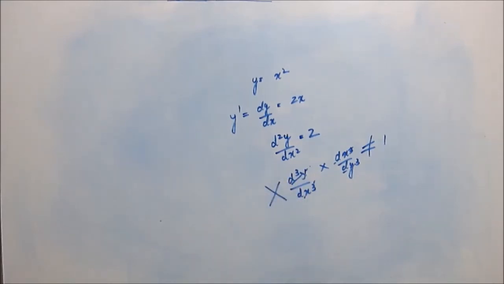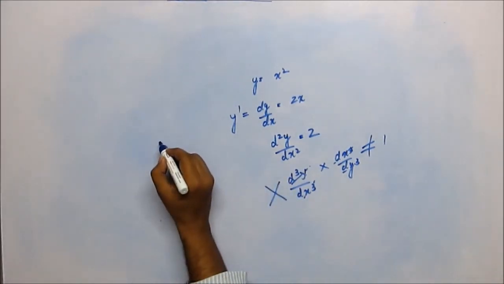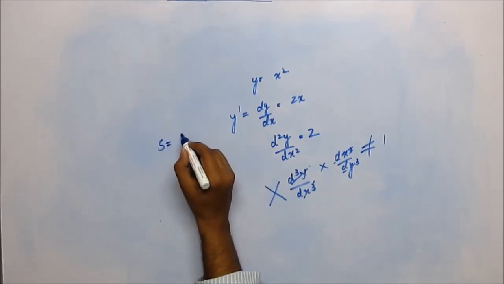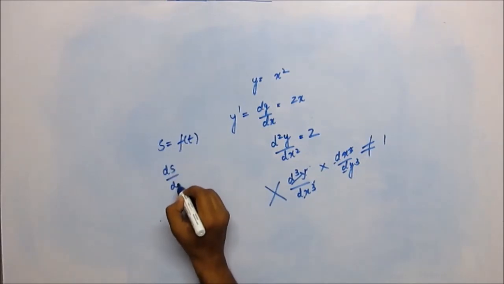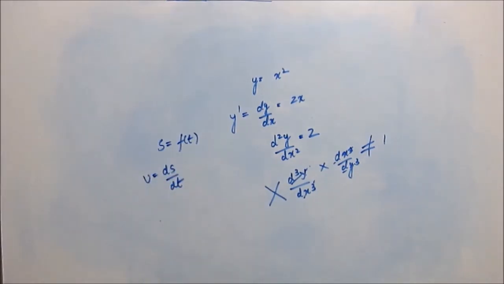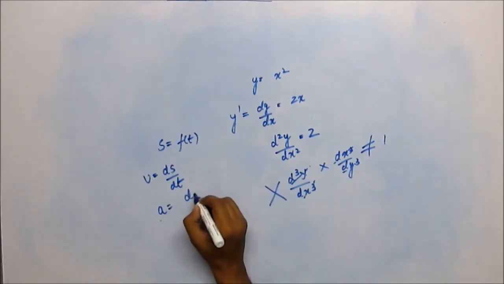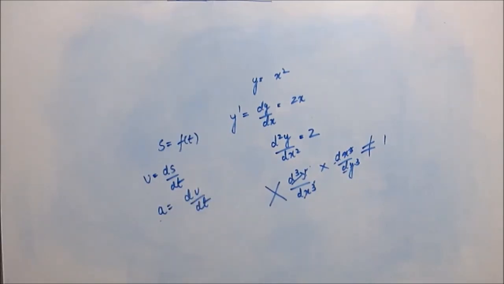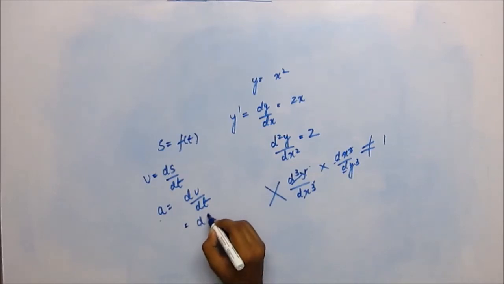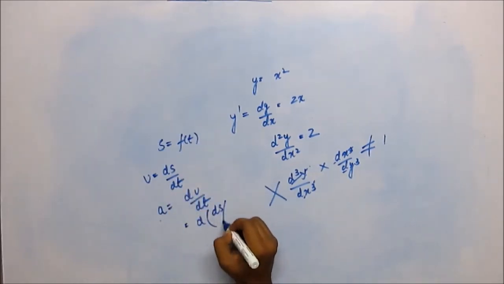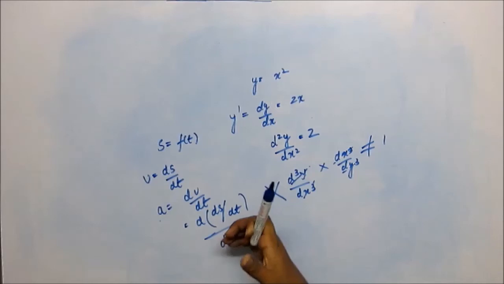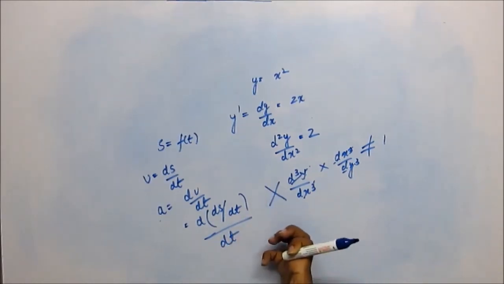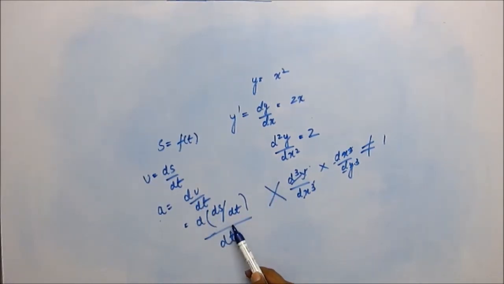Okay. Now, just to add here, if displacement is given as a function of time, calculating velocity is easy. Velocity is ds by dt. Fine. Now acceleration is dv by dt. V actually is ds by dt. So acceleration is differential of v with respect to t. That means differential of ds by dt with respect to t, because v is ds by dt.